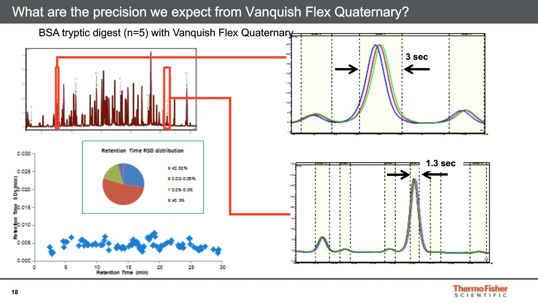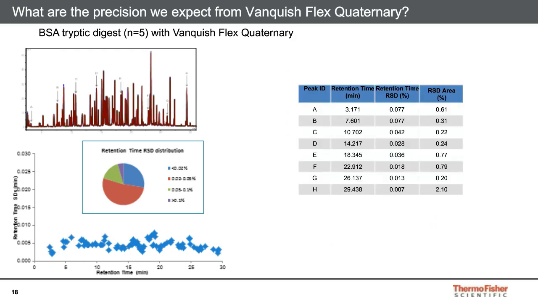In this table, we take a look in more detail at some of the peaks of the chromatogram on the left, and we look at the retention time RSD, which are all very good, and also at the RSD for the area. You see that all values here are well below 1%: 0.6, 0.3, and so forth. We only see one case, peak H, which is above 1%. In this case, it is 2.1%, but this is not a chromatography issue.